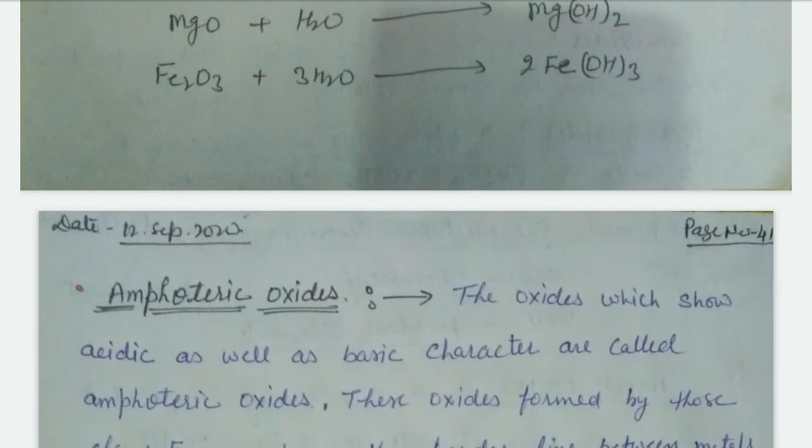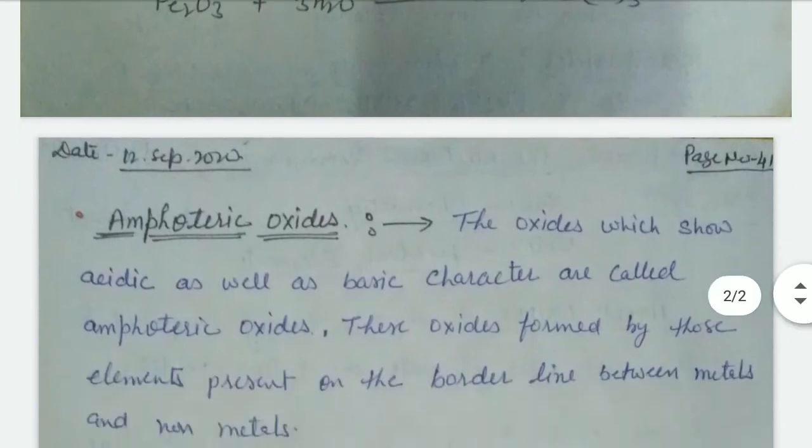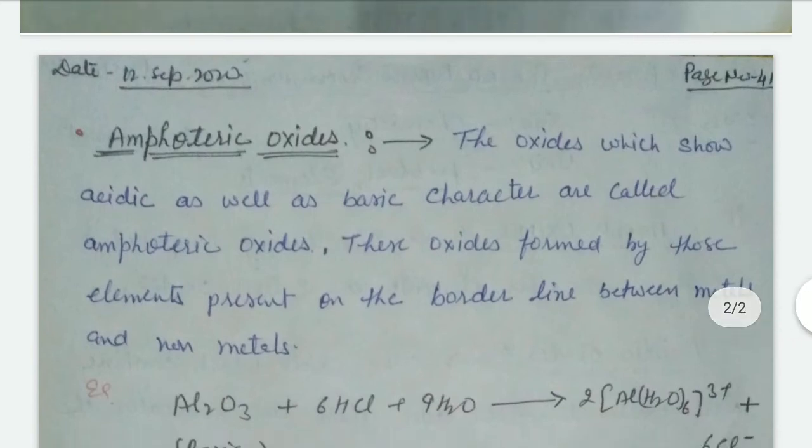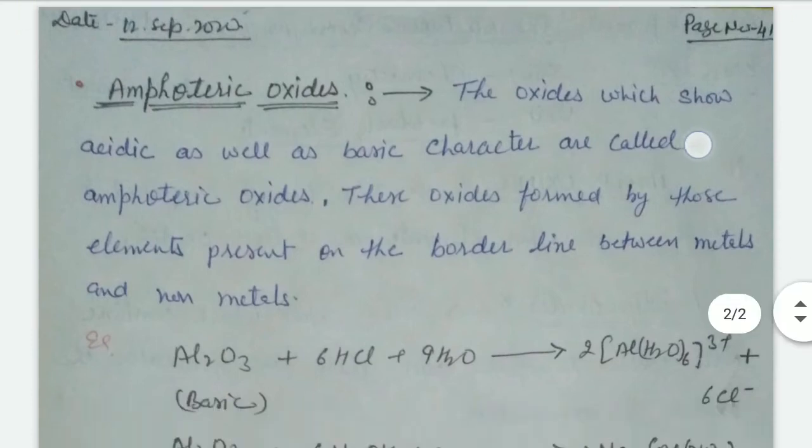And third is amphoteric oxide. Amphoteric oxides are those oxides which show acidic as well as basic character. In other words, we can say that those oxides which react with acids as well as bases are called amphoteric oxides. These oxides are formed by those elements present on the borderline between metals and non-metals.